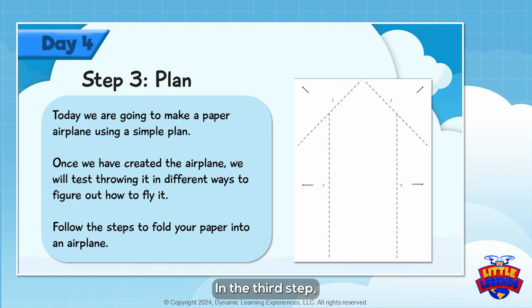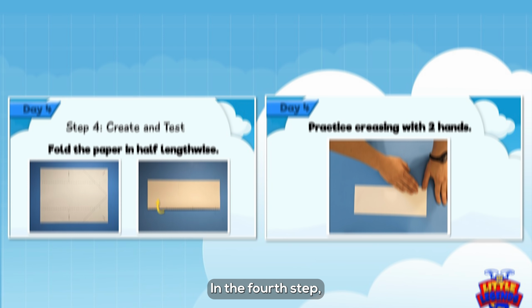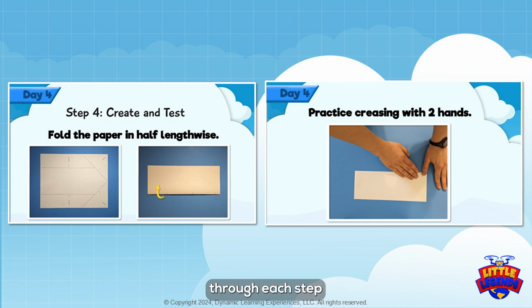In the third step, you will show the students a plan or template for making a paper airplane. You can hand out the printed template at this time. In the fourth step, you will lead the class through each step of folding a paper airplane using the template. One or more slides are provided for every step of the process.